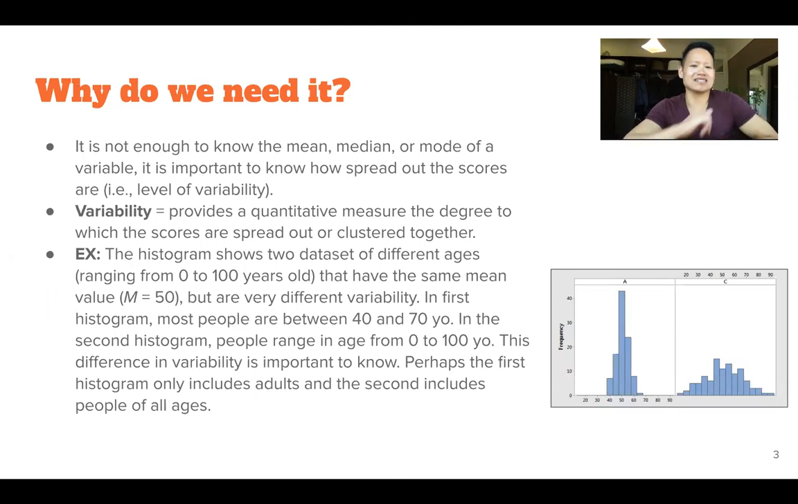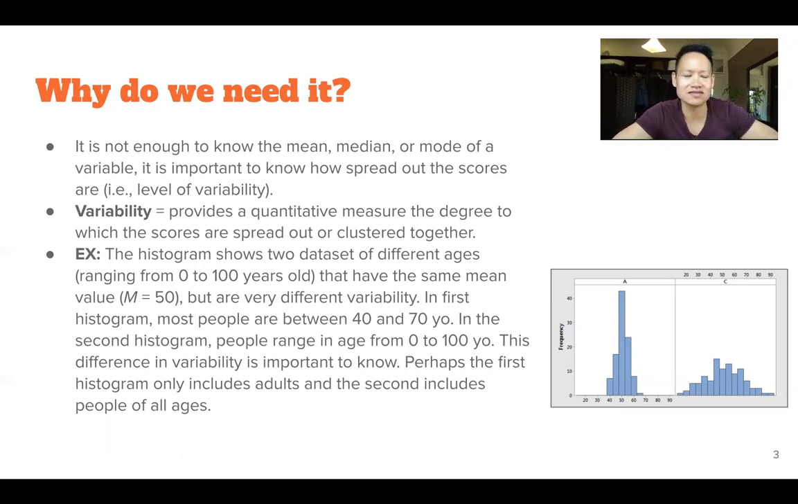Okay, why do we need it? Last week we covered measures of central tendency, which were basically the mean, the median, and the mode. How do you take a large amount of data and distill it into a single number? The mean, the median, and the mode tell whoever you're presenting the data to the central number that captures everything.